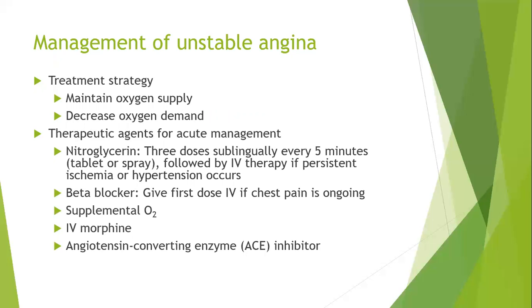A beta blocker, usually to give in an unstable angina situation. This is the emergent situation. Usually the first dose is given IV if chest pain is ongoing. There's supplemental oxygen that's given, IV morphine for pain, and then an ACE inhibitor is also given.